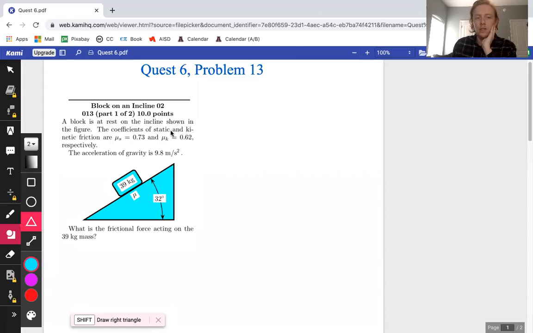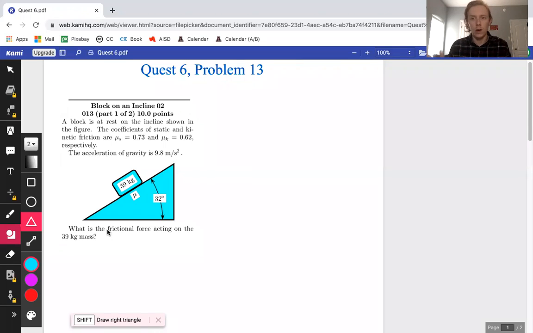We're given the coefficients of static and kinetic friction, 0.73 and 0.62 respectively. And we know the acceleration due to gravity is 9.8 meters per second squared. That's standard. We're asked to find what's the frictional force acting on this mass.